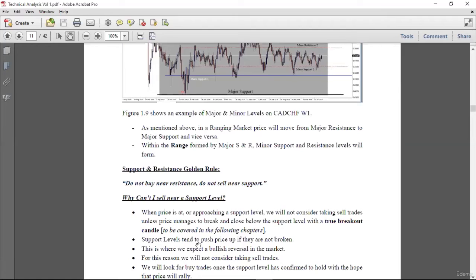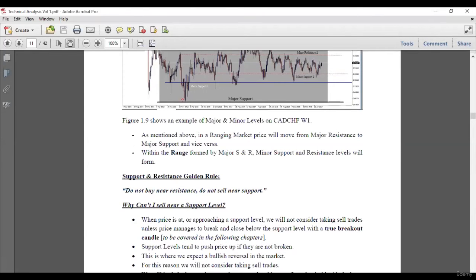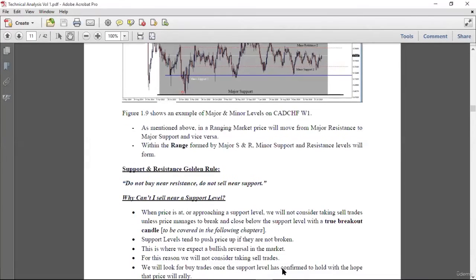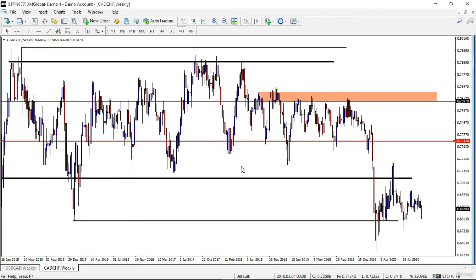Support levels tend to push price up if they are not broken. That is why you will not sell at a support level, because if they are not broken, they will tend to push price up. We have this one here, which was not broken. It did go below, but it didn't break. But what did it do afterwards? It pushed price up, as you can see with this one.